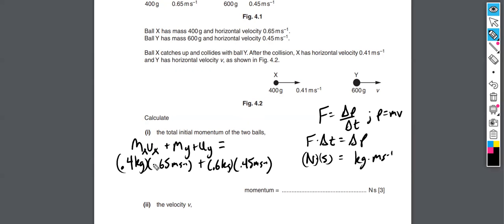Going back over to our calculation there, 0.4 times 0.65 is 0.26 Newton seconds, the same thing as a kilogram meter per second. 0.6 times 0.45 is 0.27. 0.27 Newton seconds plus 0.26 Newton seconds gives us 0.53 Newton seconds. If you correctly calculated that, well done. And if you got something like 530, you probably didn't convert into kilograms. So just give yourself the feedback of, oh, got to convert to kilograms.